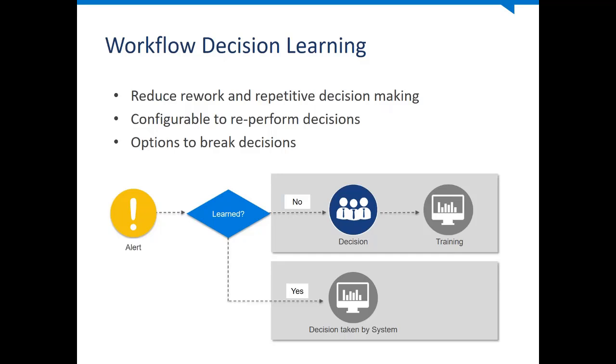We can learn from that previous decision. Or if there's a consistent set of decisions that you're making, we can learn from that through what we call training. So we can go through and train a model to pick that up, and then we can start making those decisions. If there's an alert that comes in and we have learned sufficiently how to handle that alert, the system will take over that decision for you.